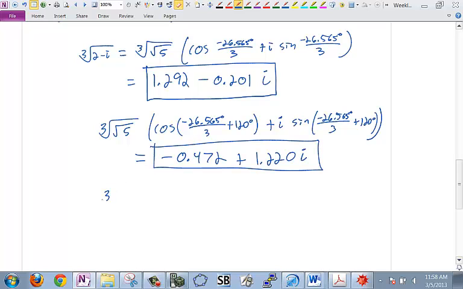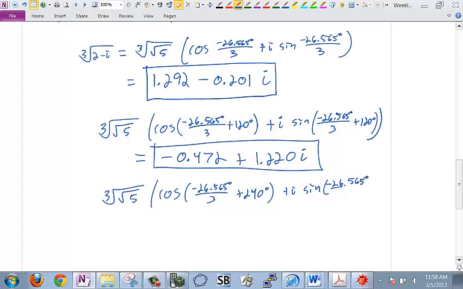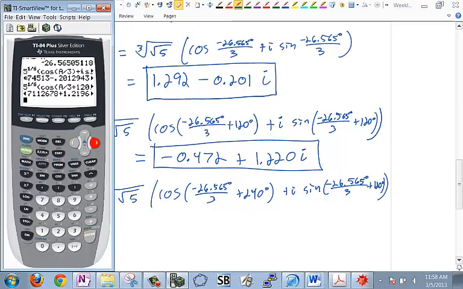And then the final one is cube root of the square root of 5 cosine negative 26.565 degrees divided by 3 plus 240. Which comes out to what? 231 point blah blah blah. So then I'm just going to hit second enter. Change these to 240.